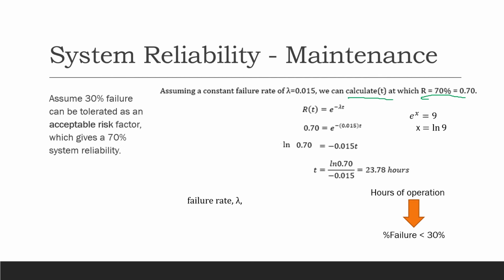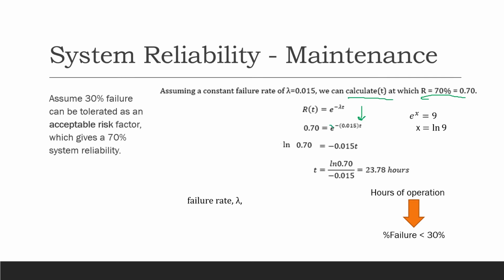In our calculation, you're not going to use a percentage. You're going to use a decimal, so you translate 70% to 0.70. So 0.70 is equal to e to the power minus lambda, 0.015, times t. We are looking for the safe operation hours to maintain 70% reliability.